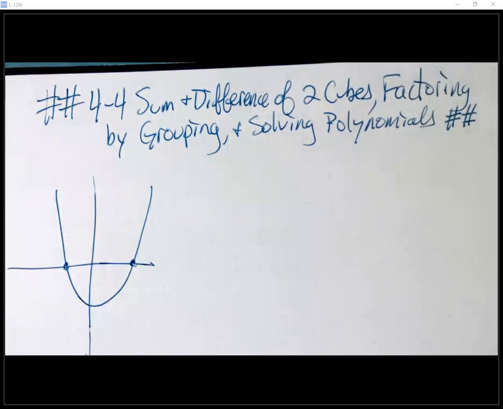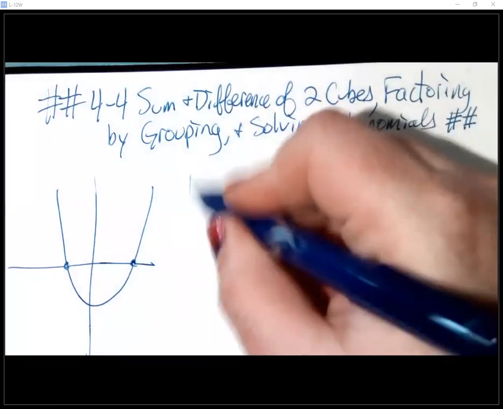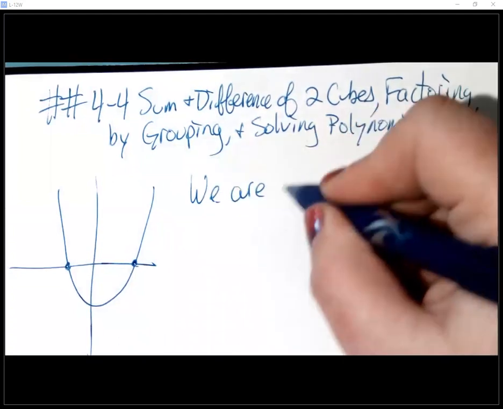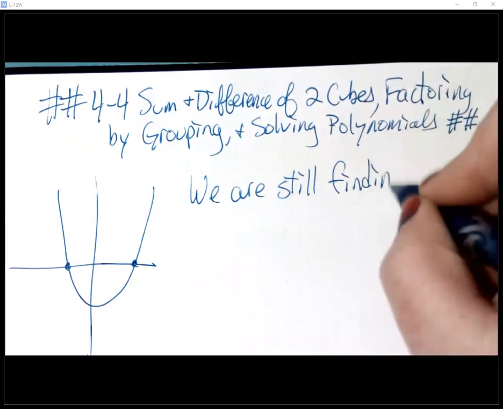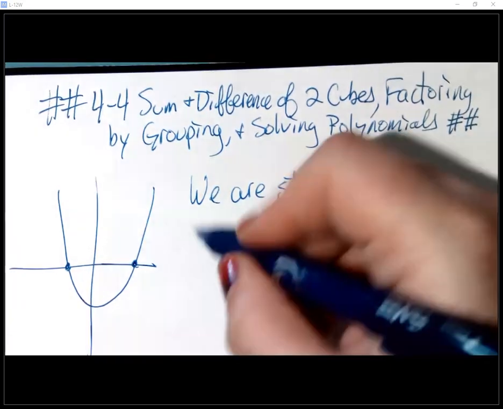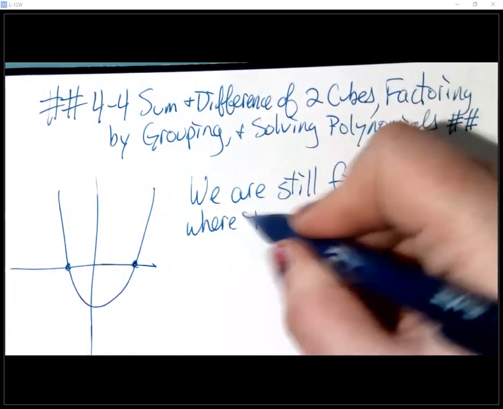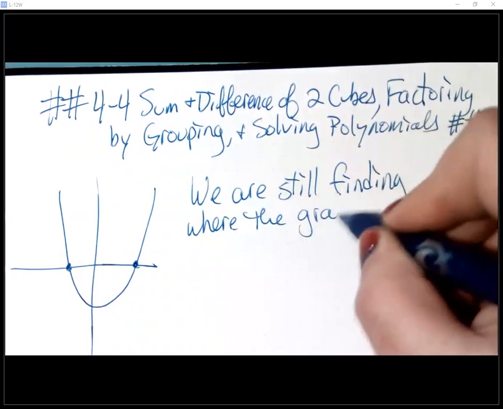Yes, okay, good. So we're doing the same thing now, but now they're not just quadratics. Maybe it's a cubic function, maybe it's quartic, maybe it's quintic. So the important thing to know is that we are still finding where the graphs cross the x-axis.